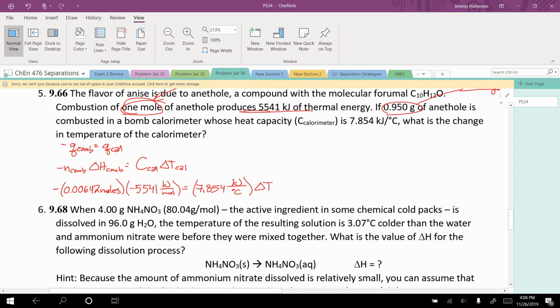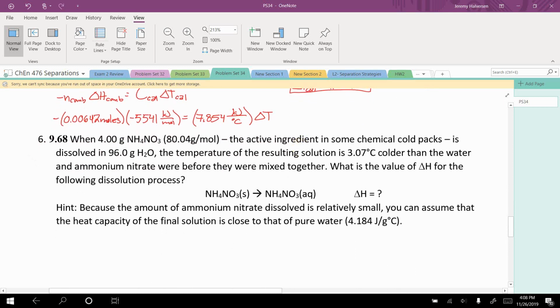See if I did that right. Okay, so I get the change in temperature of the calorimeter is positive 4.529. Again, does the sign make sense? Yes, the sign does make sense. I'm burning something inside the calorimeter. It should get hotter, so the change in temperature should be positive.